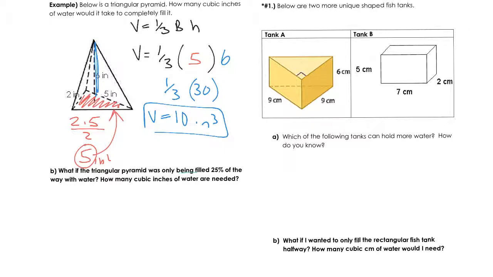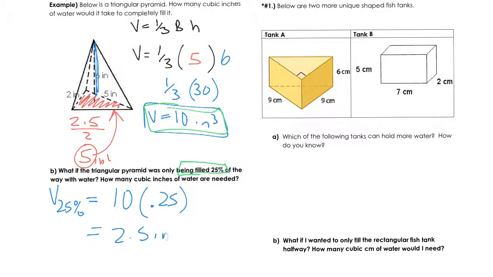Now, the next part says, what if the triangle was only filled 25%? So this is the whole volume. If I want the volume of 25%, I like to just write this down so I know what I'm doing. I could just take my 10, my whole. 25% as a decimal is 0.25. 10 times 0.25 is 2.5 inches cubed. That's how much water we would need to fill it up 25% of the way. And if they wanted 50%, you can multiply by 0.5. If they wanted 60%, times 0.6. If we turn those percents to decimals, it's actually really easy.